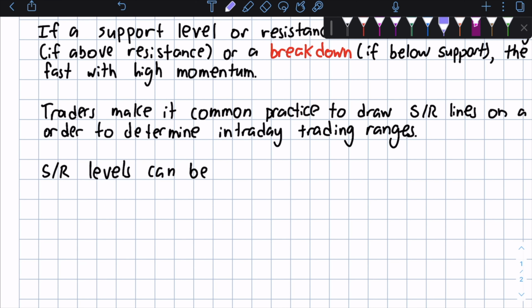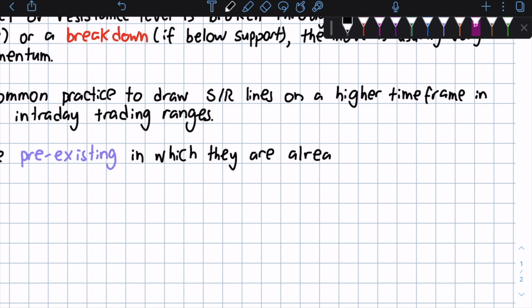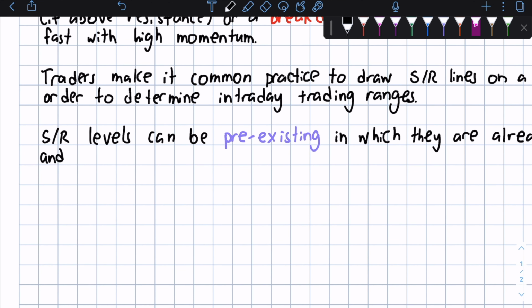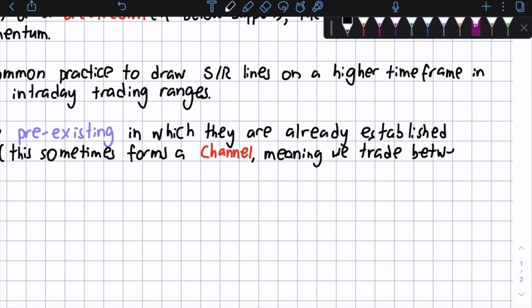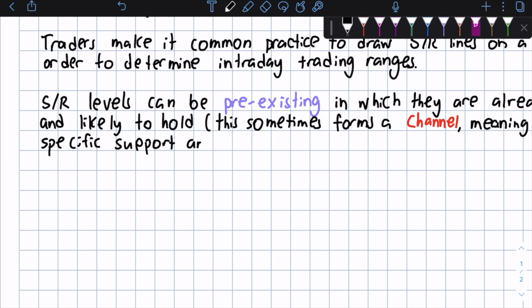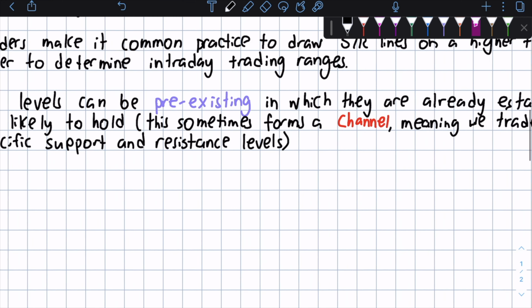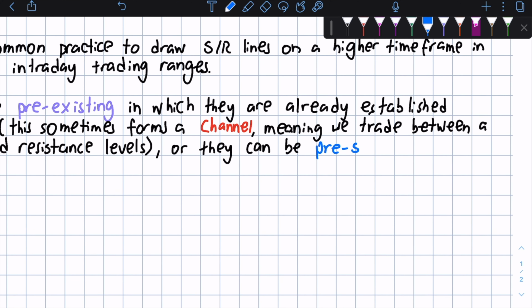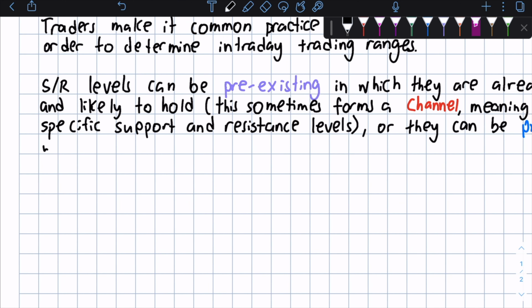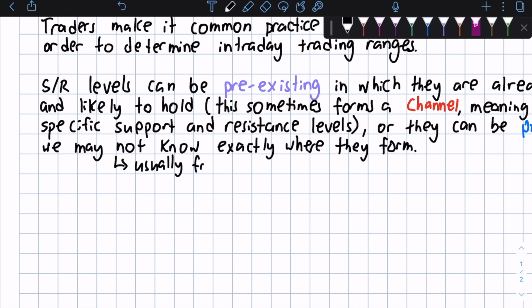Support and resistance levels can be pre-existing in that they've been established and likely will continue to hold. And it can form what's called a channel, which is when price consistently trades in between a support and a resistance level. It can also be a presumptive support or resistance level, which are areas above all-time highs or below all-time lows in areas where price has never traded before.